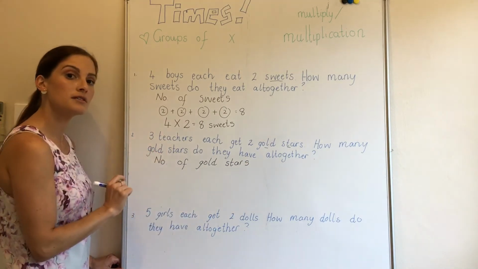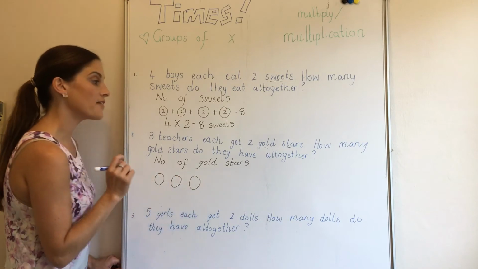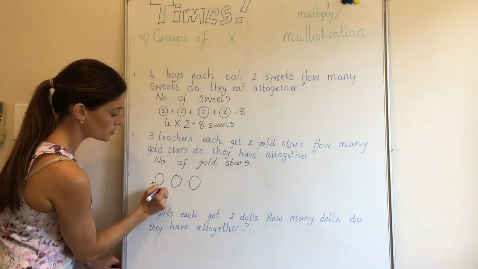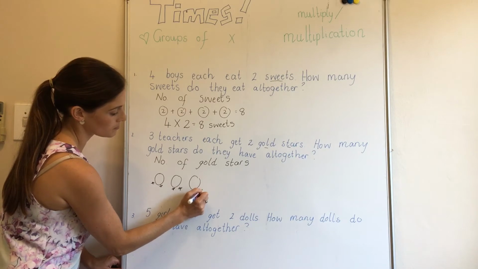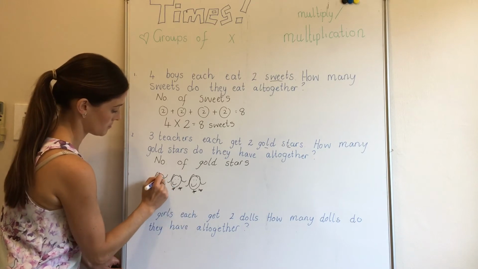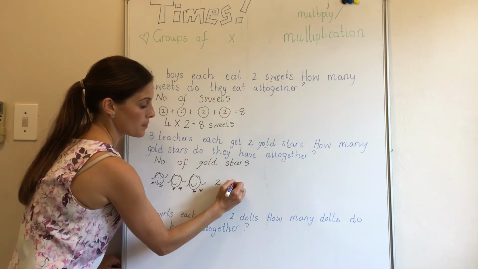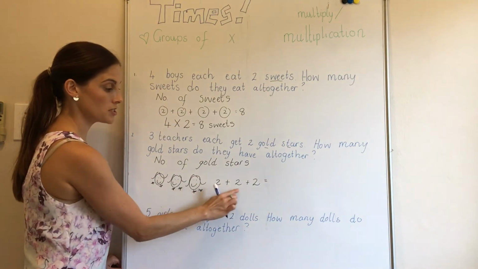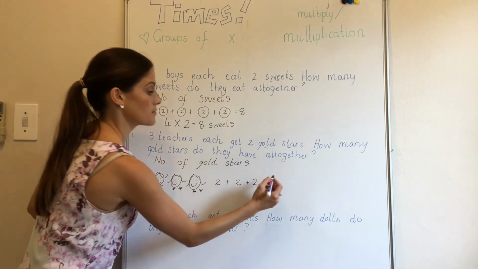Now there are 3 teachers. Okay, so we've got 1, 2, 3. And they're each going to get 2 gold stars. So if you want, you can draw your little stars for them. Or you can say 2 plus 2 plus 2. Okay, so each teacher gets 2 gold stars. We can count 2, 4, 6.